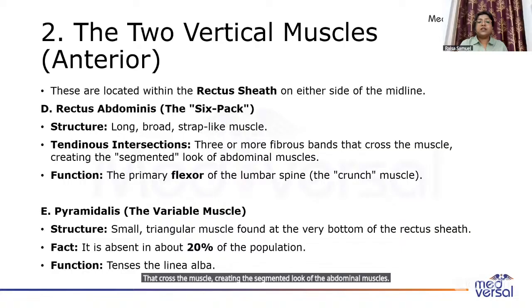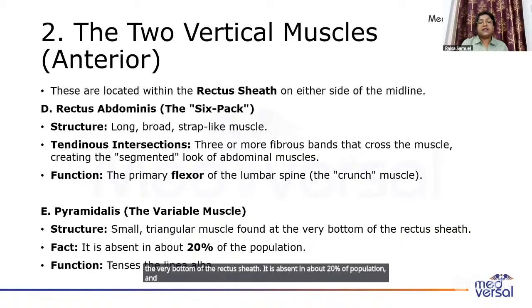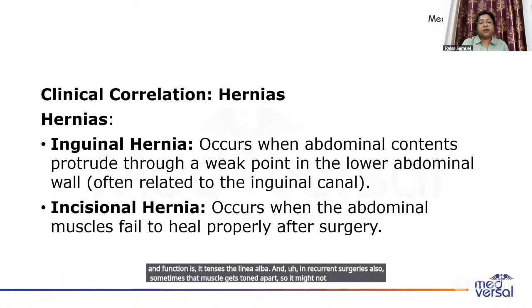What is the function? The primary flexor of the lumbar spine. The small triangular muscle is called the pyramidalis muscle, which is found at the very bottom of the rectus sheath. It is absent in about 20% of the population, and its function is that it tenses the linea alba. And in recurrent surgeries also, sometimes that muscle gets torn apart, so it might not be visible.